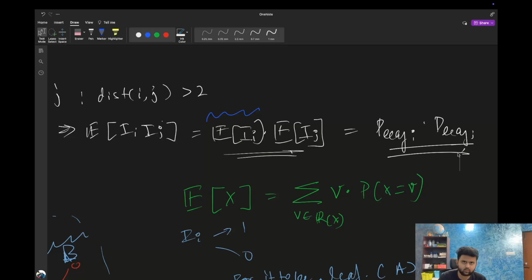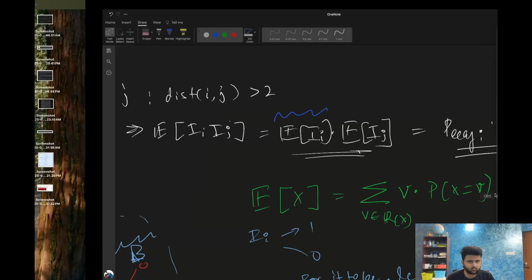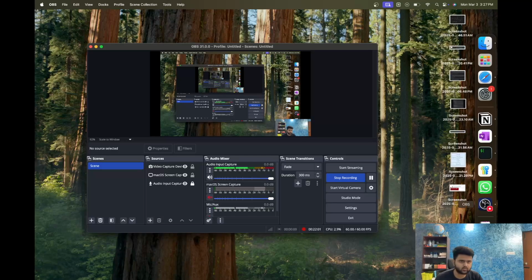But what about when the distance is, let me see if I was in frame. Yeah, I'm still in frame. Sorry, I just had to check.